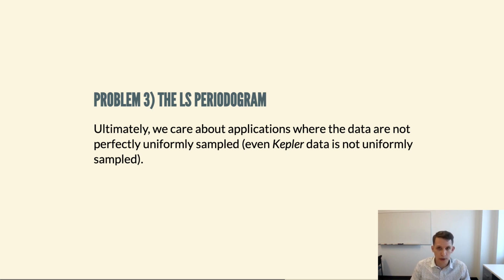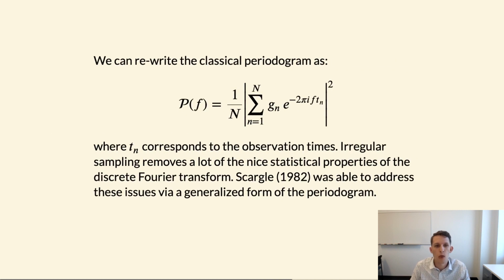Ultimately, what we care about as astronomers are applications where the data are not, in fact, uniformly sampled. And while I kind of hinted that Kepler took observations every 30 minutes, if you actually look at the full Kepler light curves, for reasons like adjusting the instrument, rolling the telescope, even Kepler data is not uniformly sampled. So knowing about the Lomb-Scargle periodogram is useful for all of us, no matter what sort of time series data we're looking at.